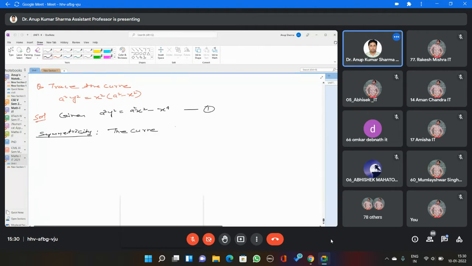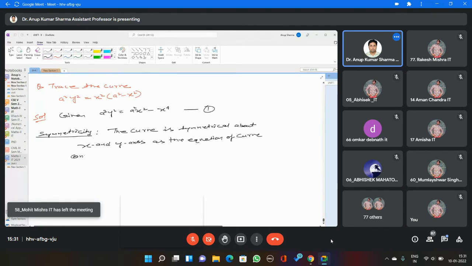You can say the given curve is symmetrical about x and y axis as the equation of curve contains even powers of x and y. Symmetricity is completed.